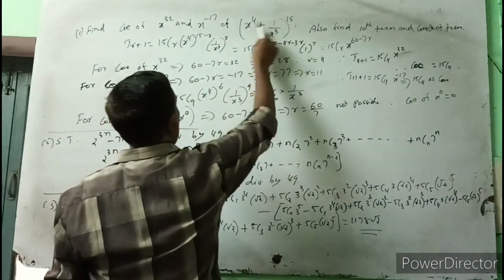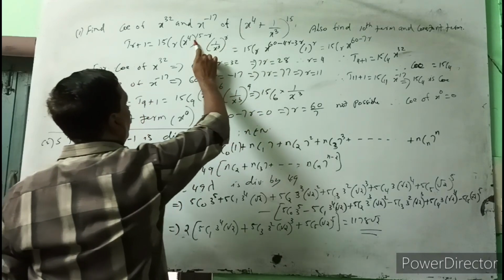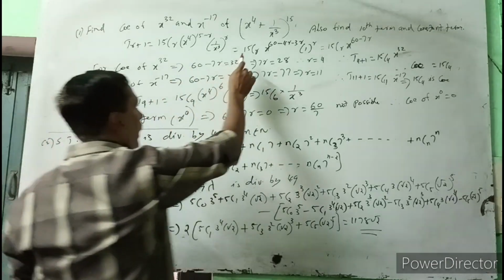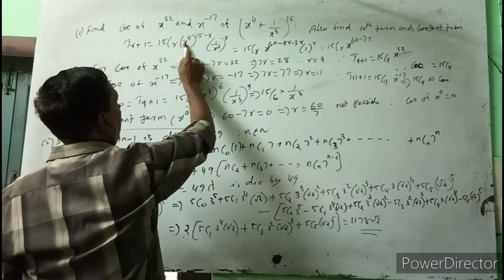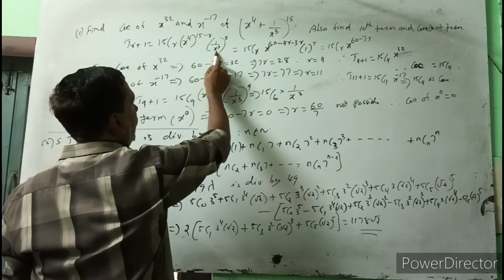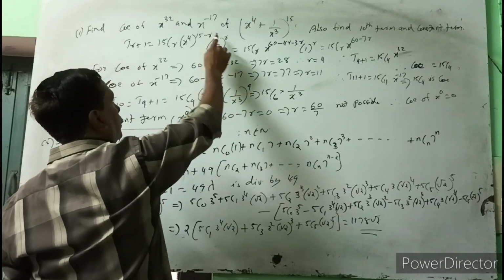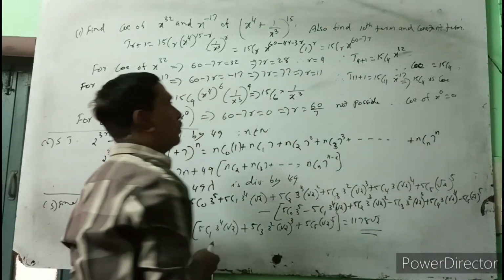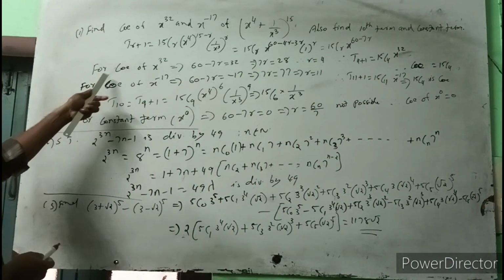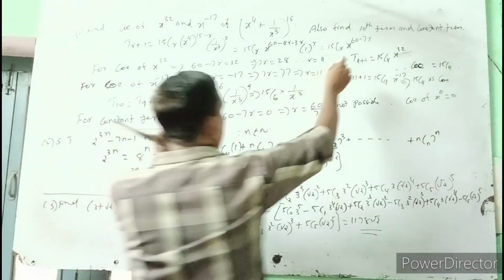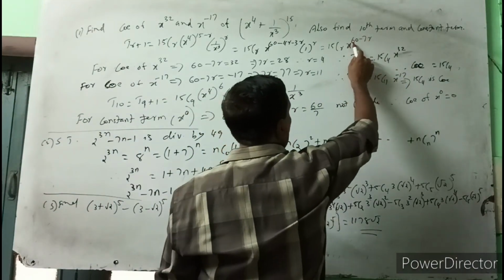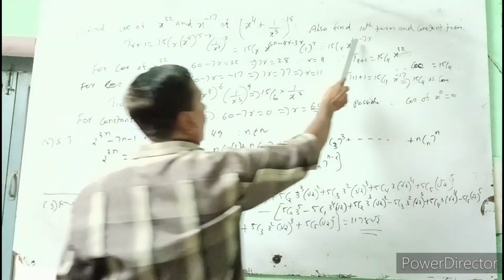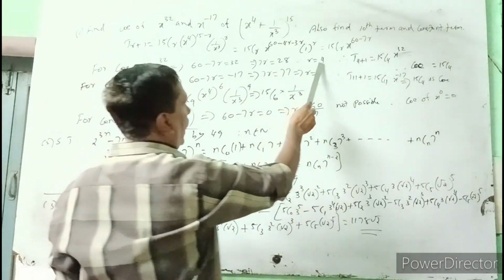The general term is 15cr, first term x raised to 4, the whole raised to 15 minus r, into second term raised to r. Simplifying 15cr, opening the bracket, x raised to 60 minus 4r, denominator 3, x raised to 3r also will come in the numerator. So it will come 15cr x raised to 60 minus 7r. Now the first question is x raised to 32, so here 32 must come. That is why I wrote 60 minus 7r is equal to 32, which implies r is equal to 4.